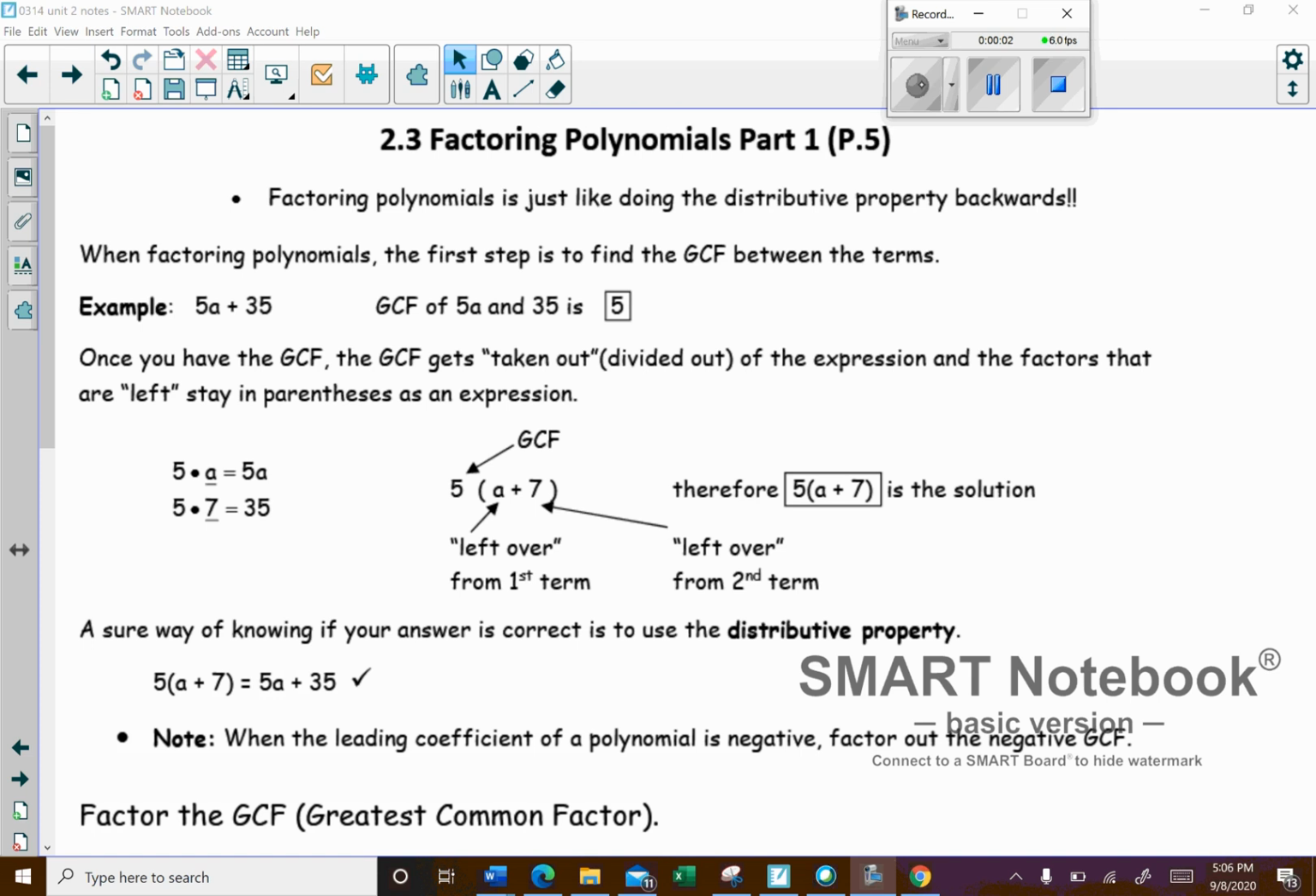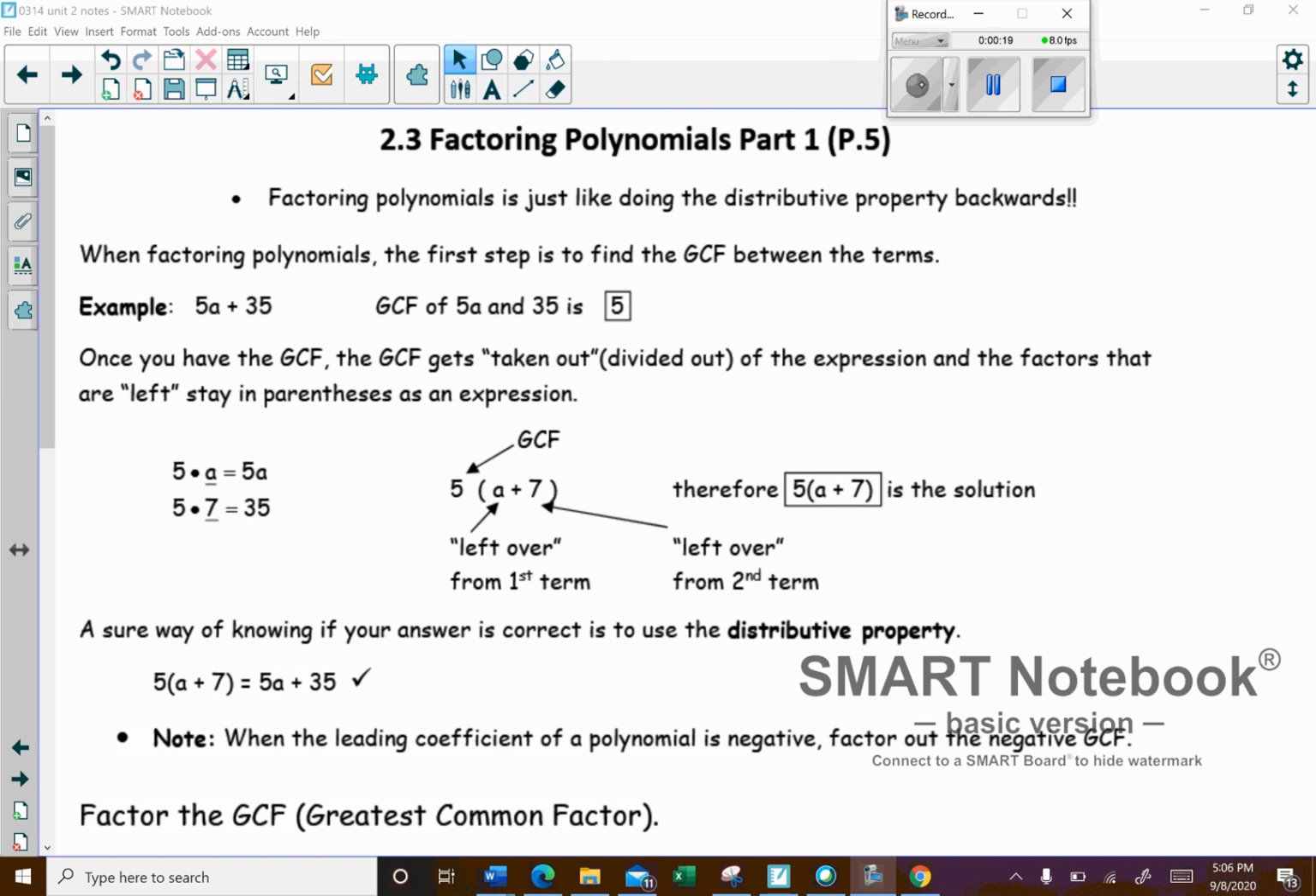Okay, so now we're looking at 2.3, factoring polynomials part 1. We're actually going to be doing the opposite of what we were doing in 2.2. In 2.2 it was a lot of distributing or multiplying polynomials together. Now we're going to do the opposite.